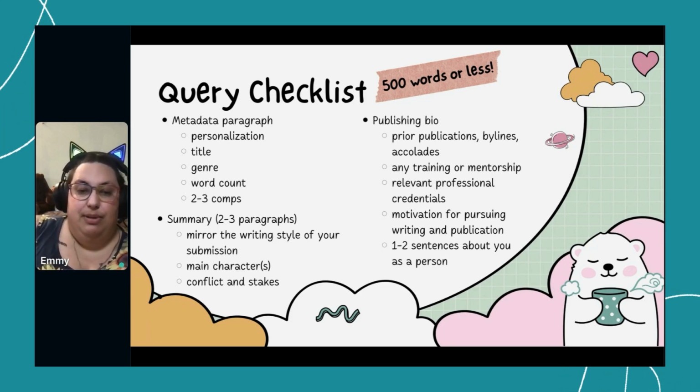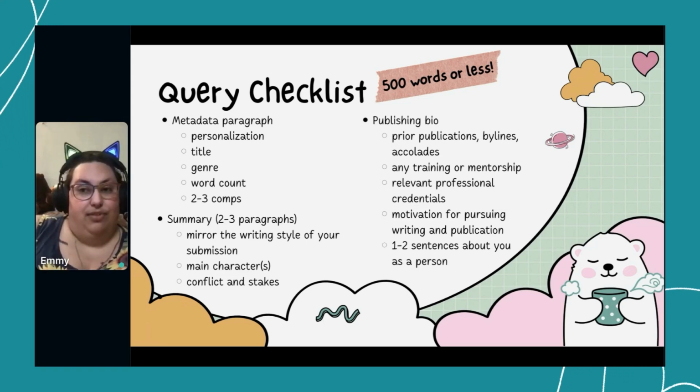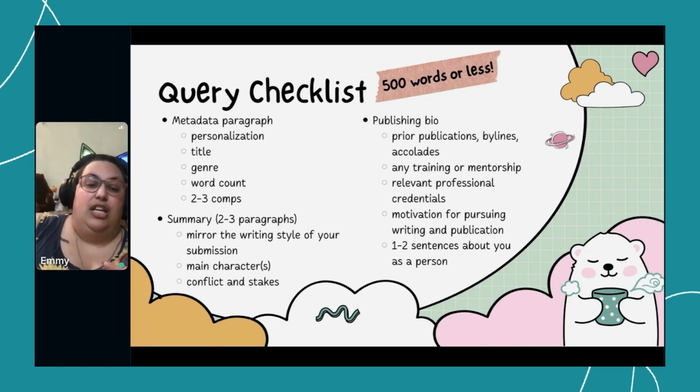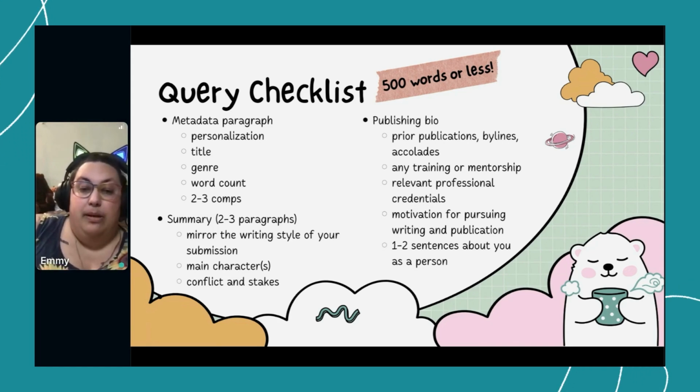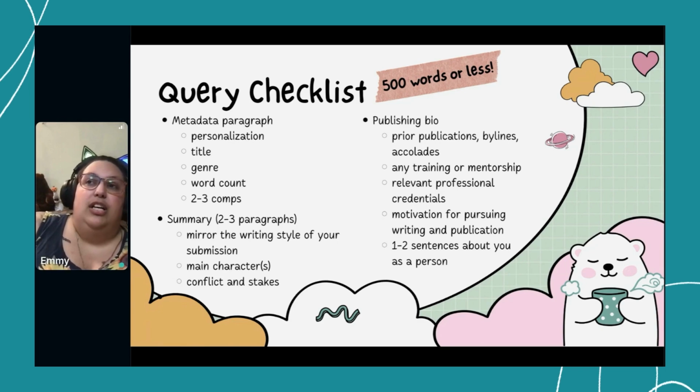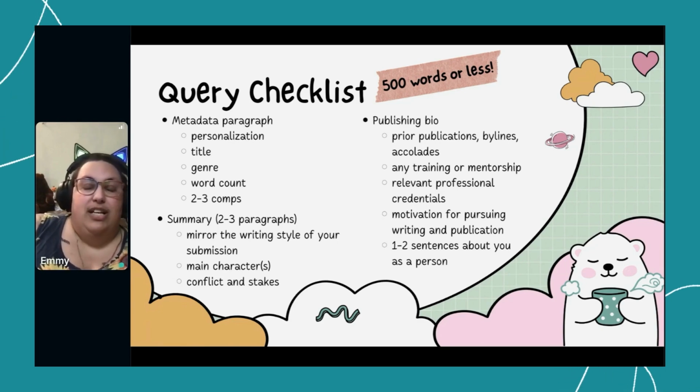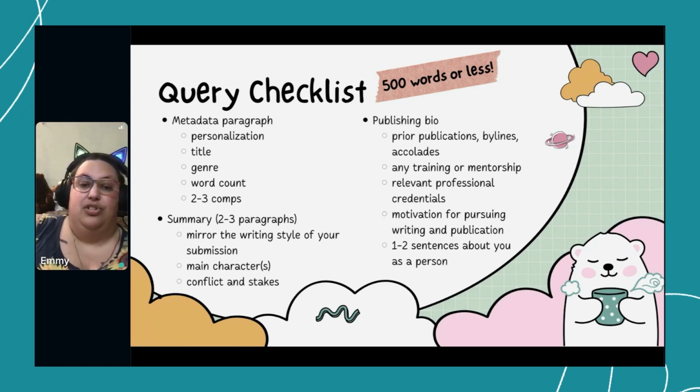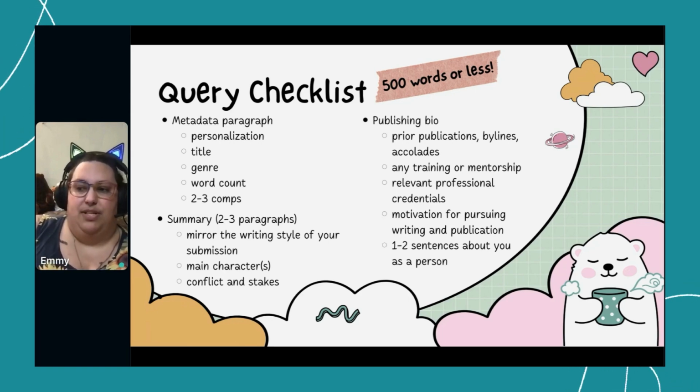The next 2 to 3 paragraphs are your summary, which is very, very straightforward compared to the metadata paragraph. There's a lot less that technically has to go in there, but it's probably the most difficult part to write. The summary paragraphs ideally will mirror the writing style of your submission. So if you are writing, say, a rom-com novel, your summary paragraph should be written in a similar tone and voice to the style of your manuscript itself.